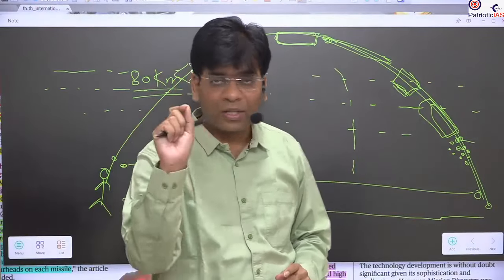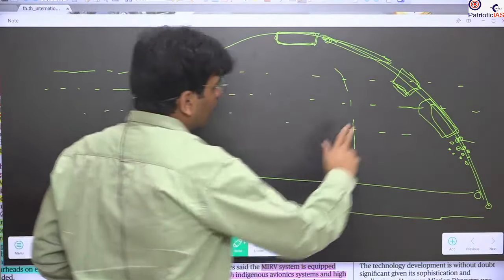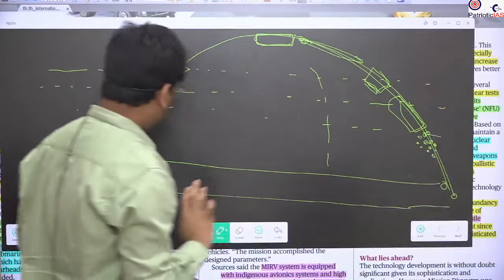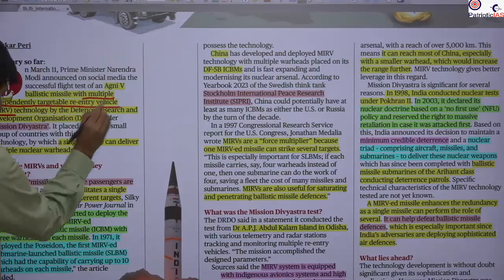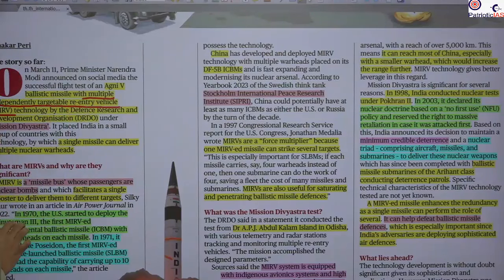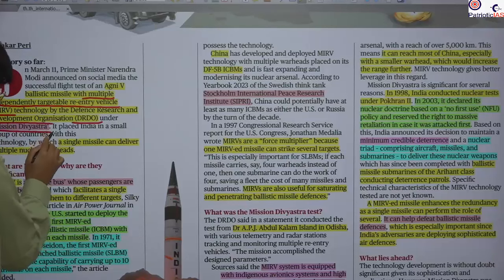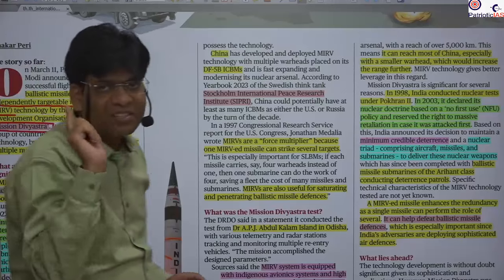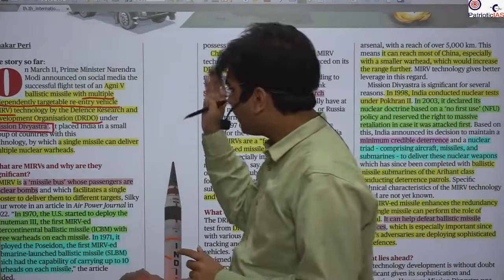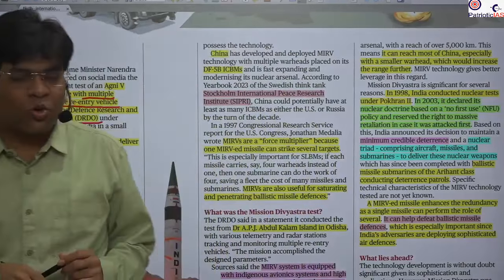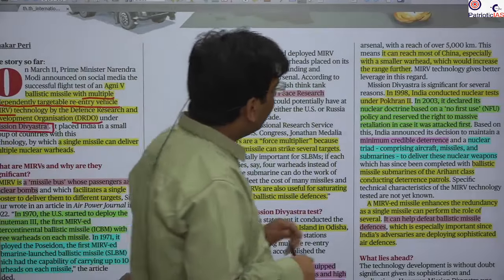So I hope you are clear with the name itself. The name gives everything: Multiple Independently Targetable Re-entry Vehicle. It is developed by the DRDO, and it is under Mission Divyastra. Divyastra, this is the Divyastra. It has so much sophistication that it can target many targets at one time.